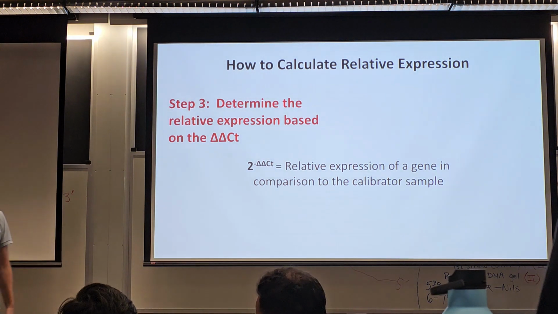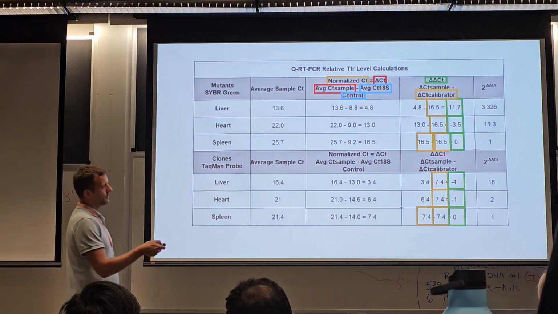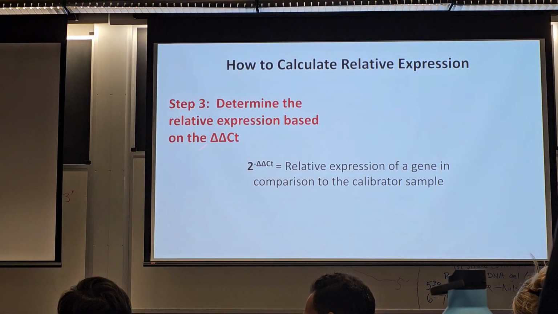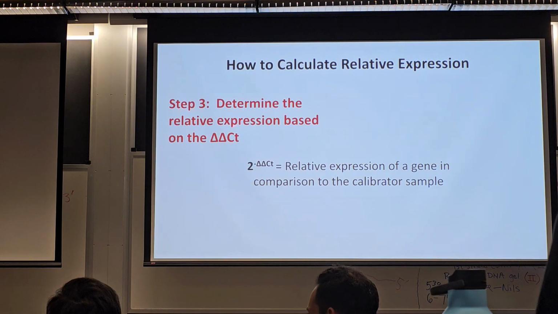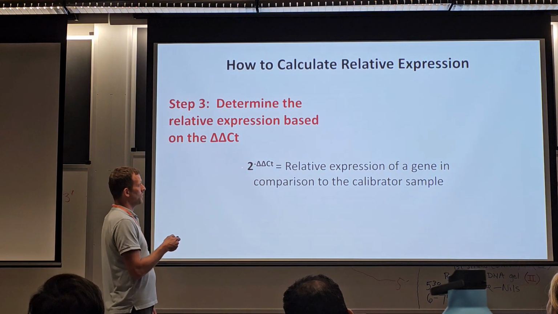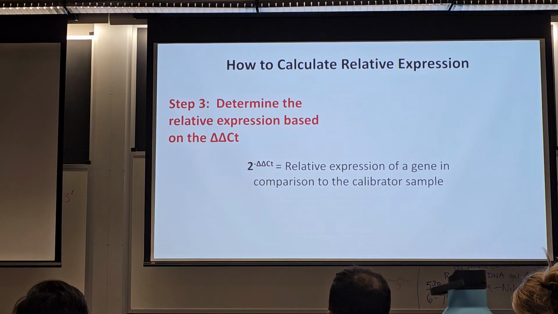Last step in this, to go from these numbers here to our fold change: we do step 3 here, which is to determine the relative expression based on that number that we just saw. And to do that, we raise 2 to the negative delta-delta CT.